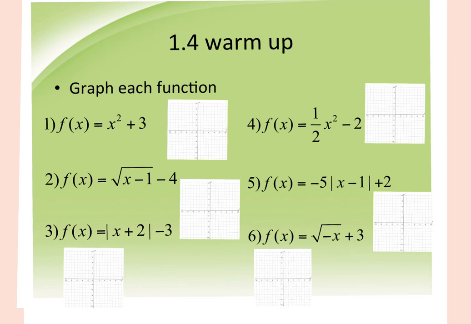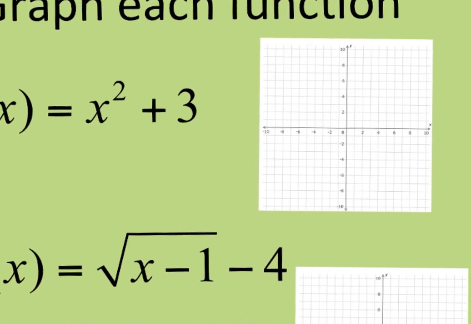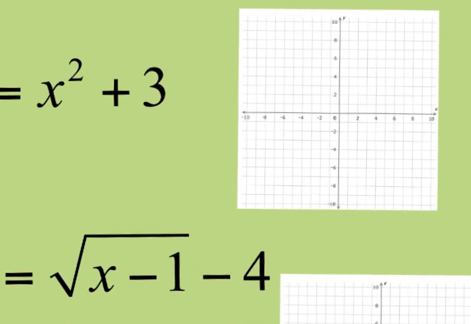Okay, so talk me through these. Number one is which shape? The parabola, the parent function would be f of x equals x squared. What's the plus 3 do? Up 3. Inside the parentheses is right or left. Up 3, go up and down 1. Draw your parabola.